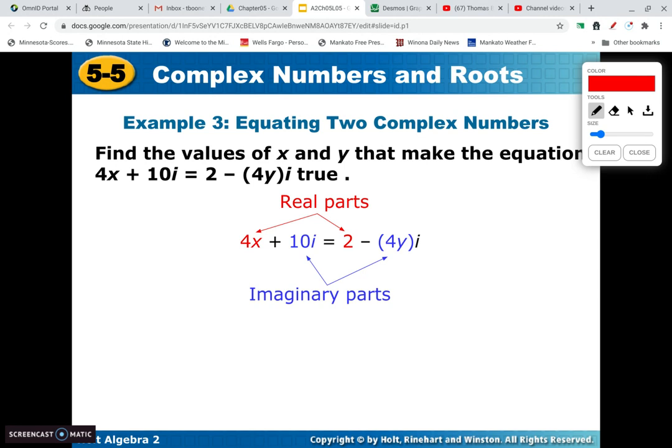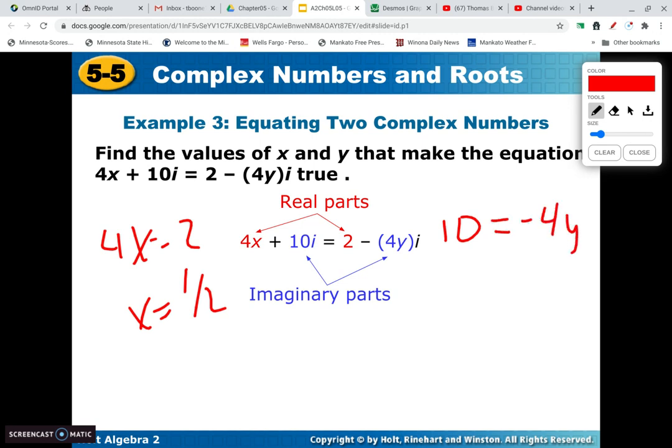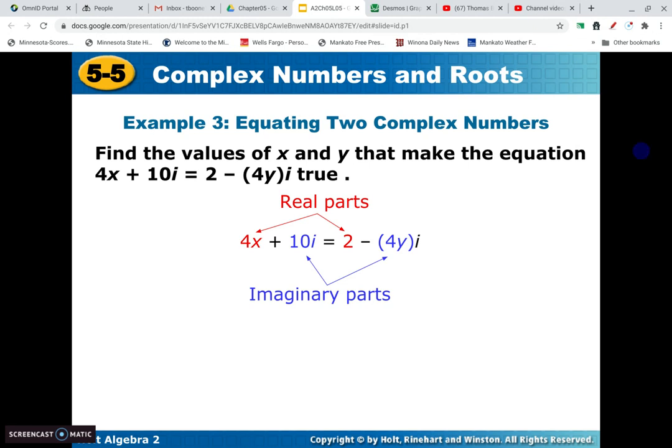Okay, so we knew over here that 4x equals 2, so x is 1/2, if it's going to make that true. Here, the 10, the i is just the imaginary part, we don't need to include that. The 10 has to be equal to the -4y, so y would have to be -2.5 is what we would have to see there. So again, setting those parts equal to each other can make that solve.